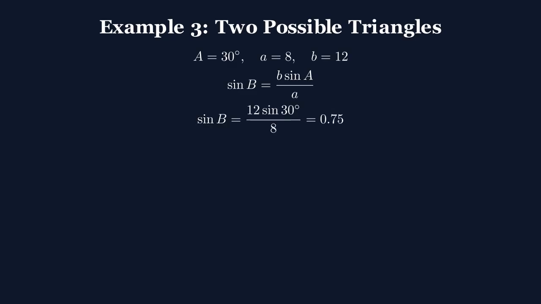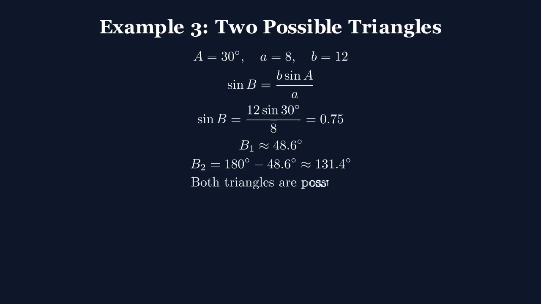Example 3. Let angle A equal 30 degrees, side a equal 8, and side b equal 12. First find sine B equals b sine A over a. That is 12 times sine 30 over 8, which is 0.75. So B could be about 48.6 degrees, or 131.4 degrees. Both leave a positive third angle, so there are two possible triangles.